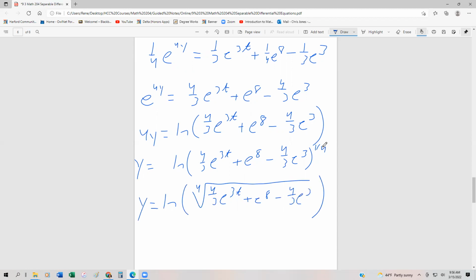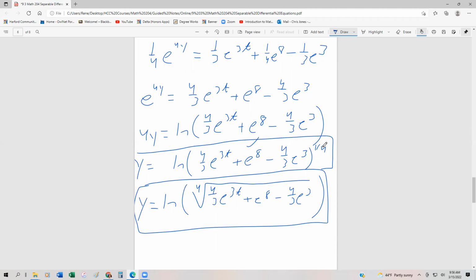Most of the time, somebody would probably accept this answer if they were asking you to solve for the dependent variable in terms of the independent variable. But just to be certain that you can see the multiple ways this could be written, these are both viable solutions. We do have one more example that we're going to see in a subsequent video, but hopefully this gives you a good idea of the process for solving these separable differentials.